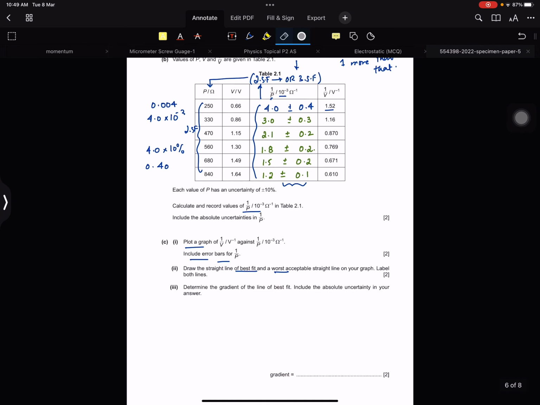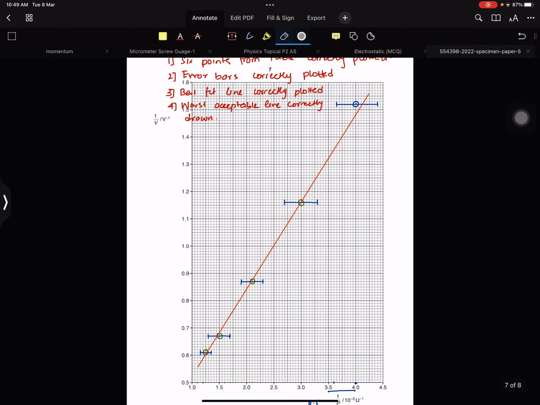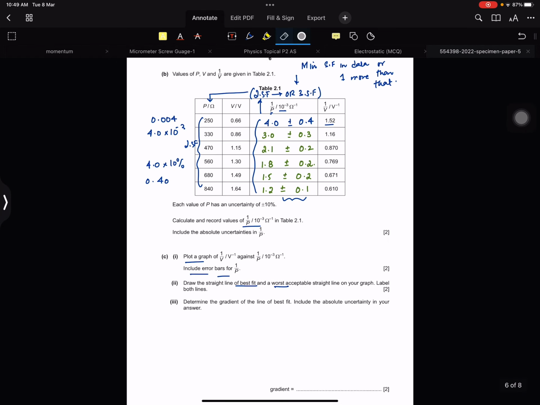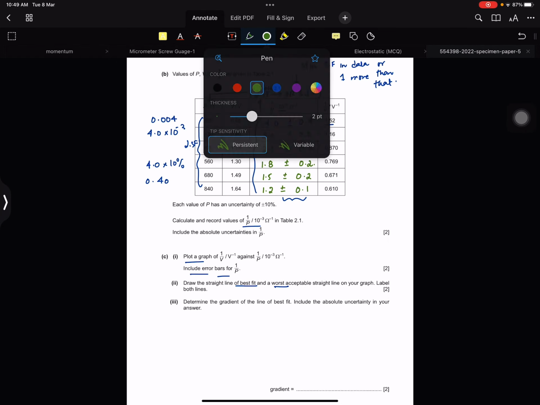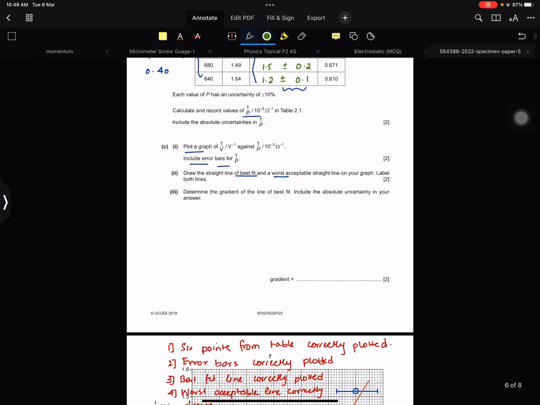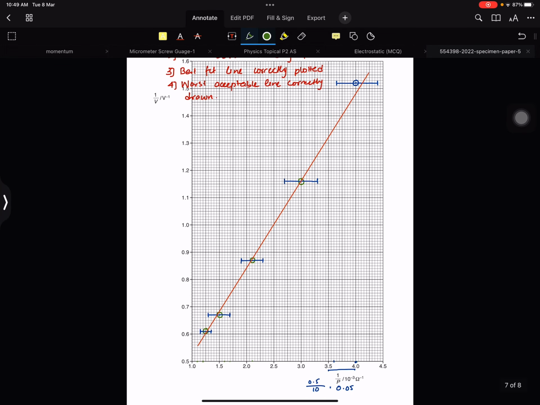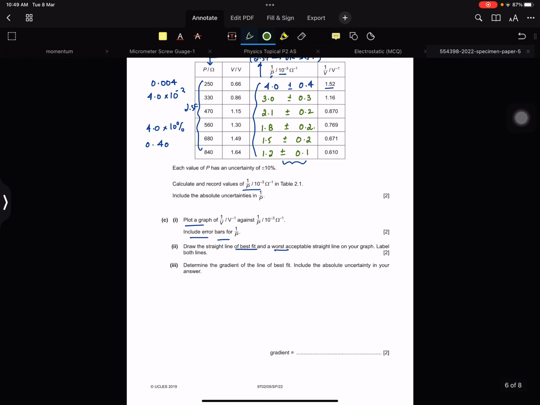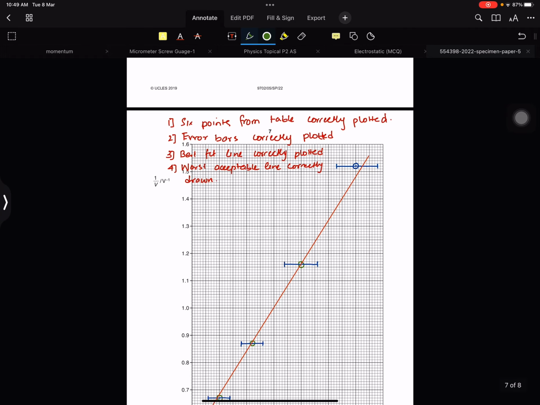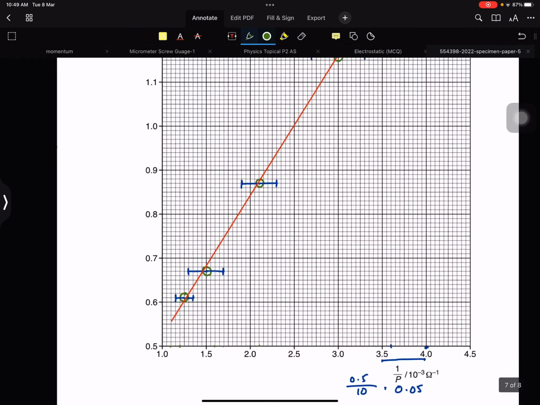We should have 6 points, but for some reason there are 5. Let me check. I probably missed 1 point, so let's quickly draw that. I drew 4.0, then 3.0, then 2.1, fine, then 1.8. I think I missed 1.8.